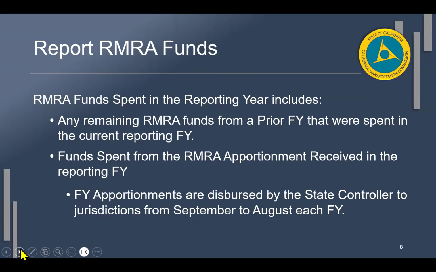These apportionments are dispersed by the state controller's office. We do not have control over the amounts. We do not have control over when they are dispersed or collected. These revenues are collected by the state and then they are rectified, sent to the state controller's office, and then the state controller's office applies the formula and disperses them accordingly.